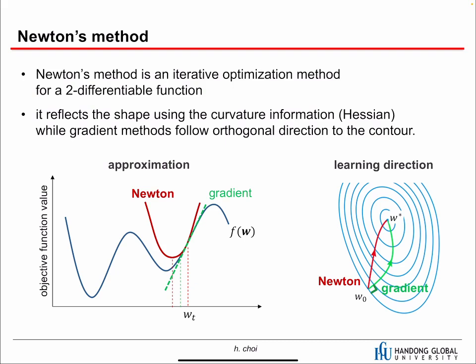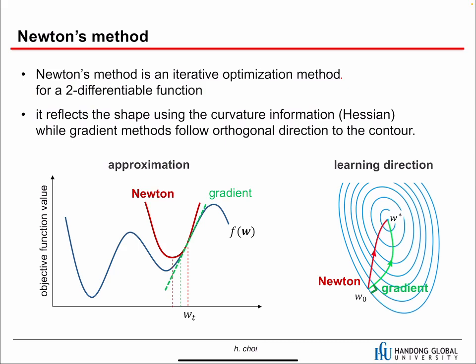Also, even in deep learning, there are some papers talking about Newton's method. So even though we don't use Newton's method that much, we still have to understand the main ideas and the algorithms of Newton's method. Newton's method is an iterative optimization method like the gradient descent method, for a twice differentiable function.